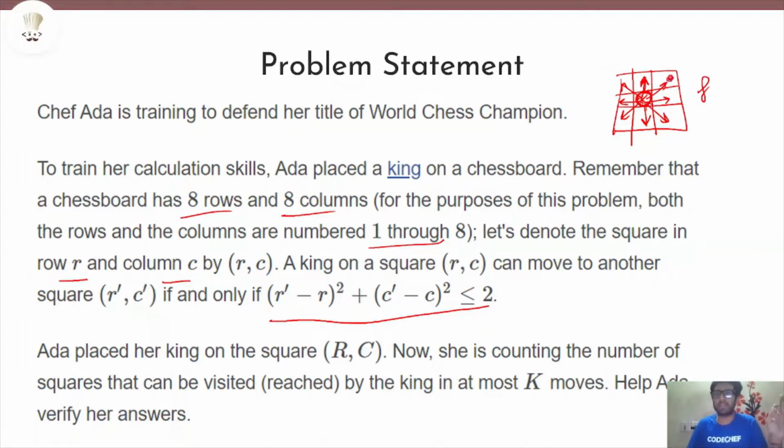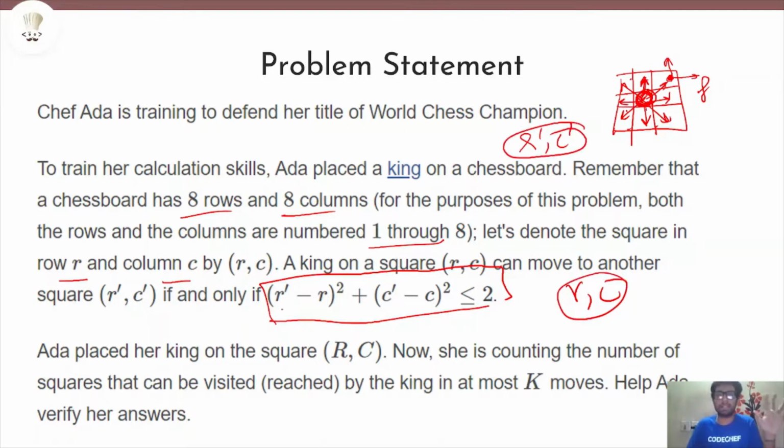So 8 possibilities for the king. Of course, if the king was placed at a corner, these possibilities are not valid. There's no up, there's no right. For any valid cell where the king is placed, in one move it has 8 possibilities. It can move up, right, left, down, and all the diagonals. This is what this condition is telling us: if the middle is R, C, then these 8 cells around it are R dash, C dash, which are reachable from R, C. Basically, this equation is telling us which cells the king can move to.